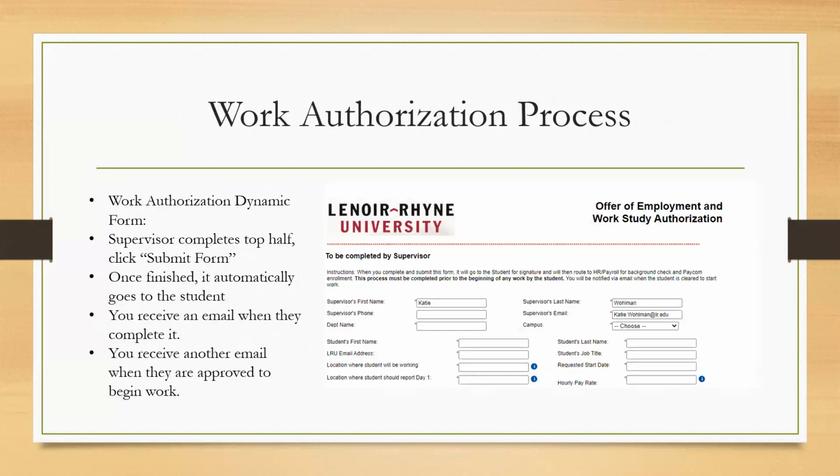The work authorization process includes the supervisor filling out the dynamic form. The supervisor completes the top half and then submits it. Then that form will automatically get sent to your student. You will then receive an email when they complete their form. You will receive another email when they are approved to work from Human Resources.